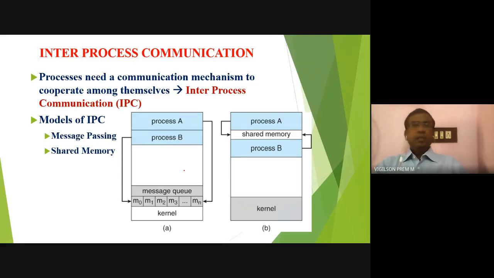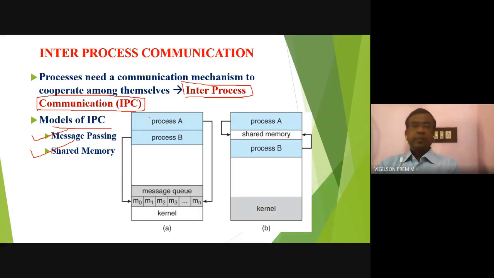Processes need a communication mechanism to cooperate among themselves. Now, how will these processes communicate? If it is a cooperating process, that concept is termed inter-process communication. It has two types or two models. One is through message passing, another one is through shared memory.